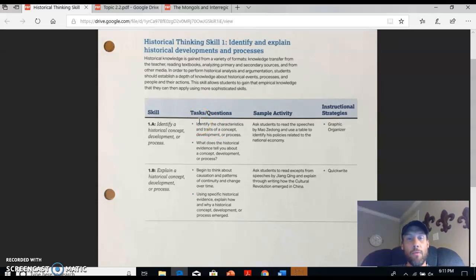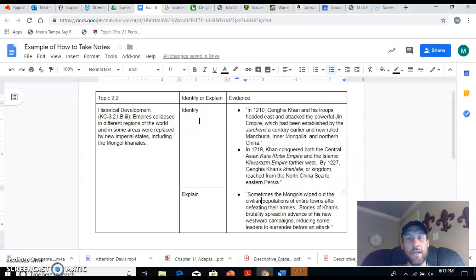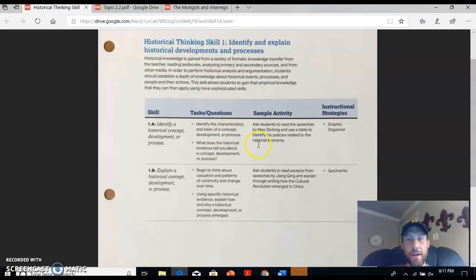And so how I know that I'm doing that is when you come back to this chart and you read these two pieces of evidence that I've included from the Mongol reading, they're just kind of basic facts. They're kind of highlighting this aspect right here in the historical development. You can see this first fact really goes in here and highlights that the Mongols created a new imperial state, and this one is talking about how empires are collapsing as a result of the Khanates. So those are really only identifying.